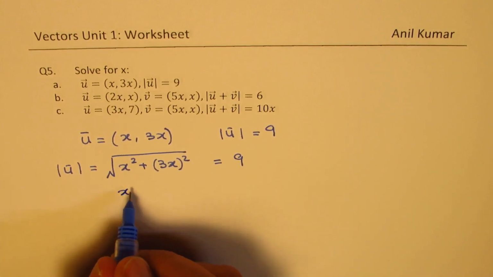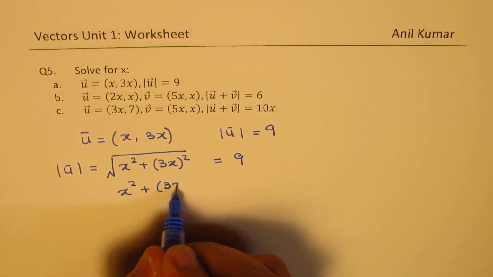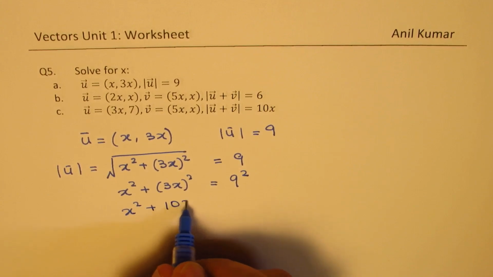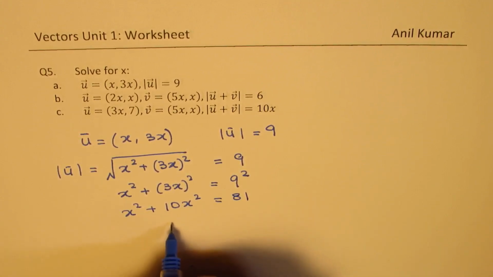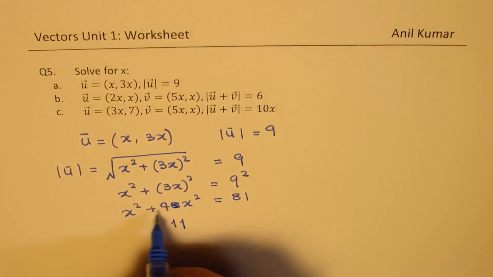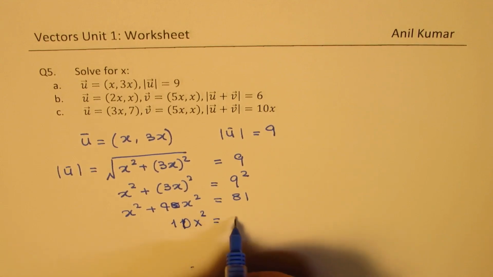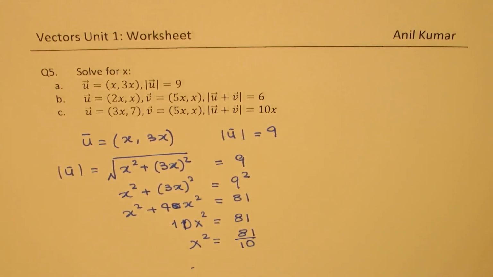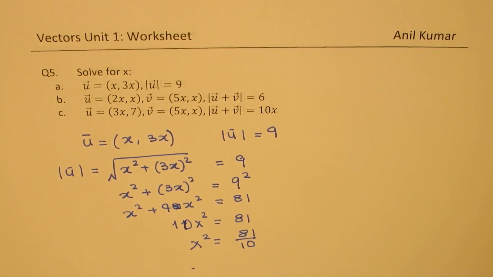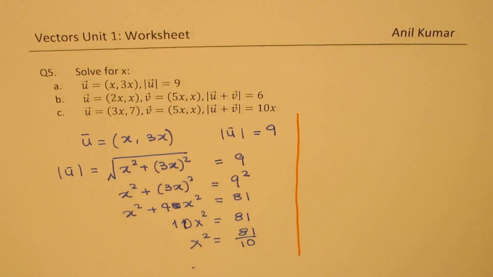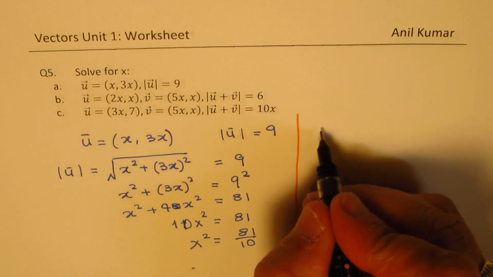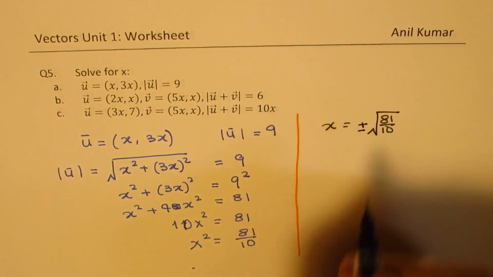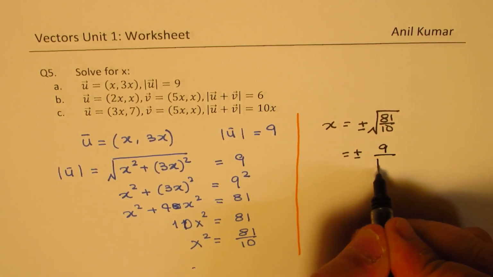So let's square both sides. So we get x squared plus 3x whole squared equals 9 squared. So that is x squared plus 9x squared equals 81, and 9 plus 1 is 10, so 10x squared equals 81, or x squared is 81 over 10. Now it is a good practice to always write the answers with rationalized terms, right? So here we can now solve for x. So x is equal to the square root of 81 over 10 with plus and minus sign. So this could be written as plus or minus 9 over square root of 10.